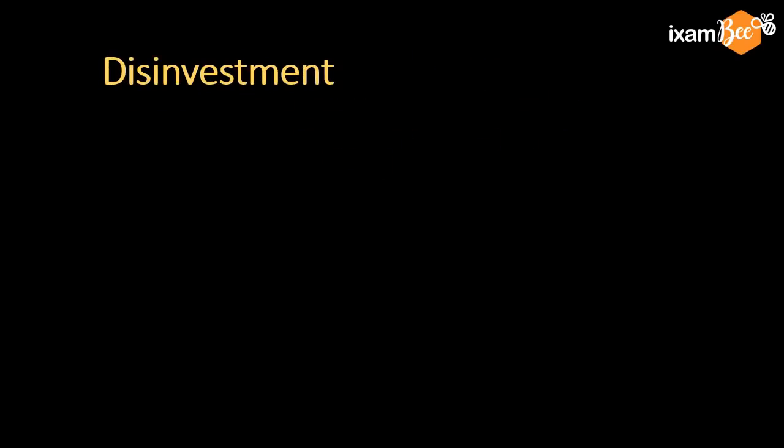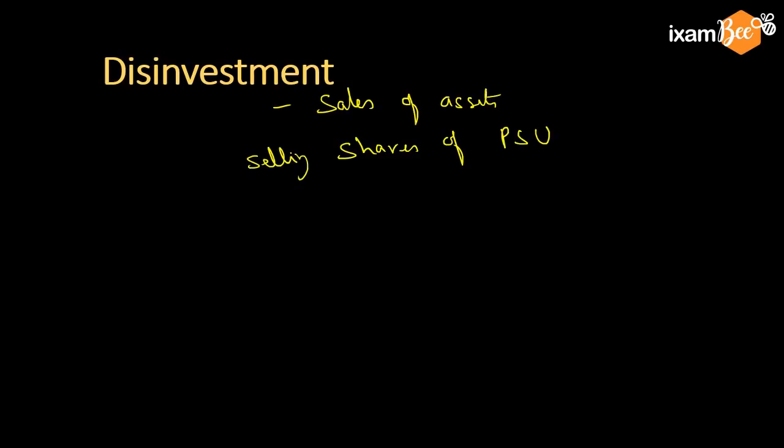Then one important term, disinvestment. Disinvestment means sale of assets. As I was saying, that is also one source of income for government if government is selling its shares in a public company, selling shares of public sector undertakings by the government. So this type of process is called disinvestment.